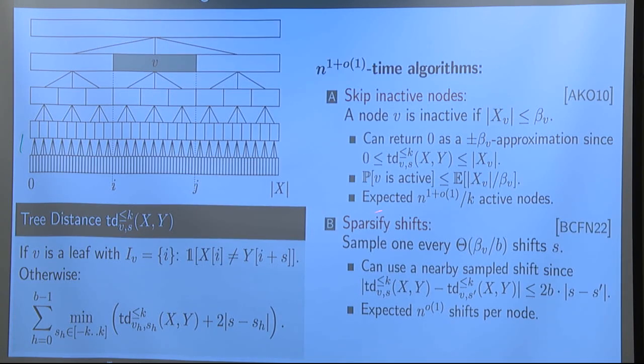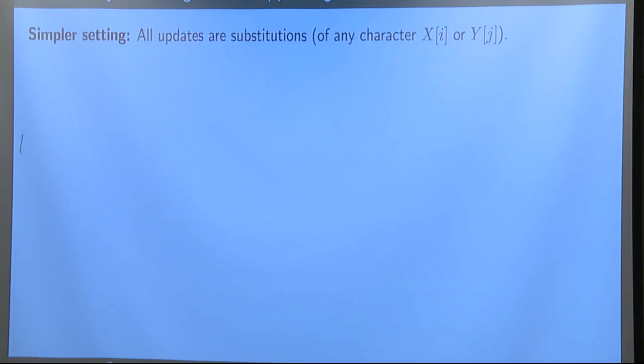So here we have n over k nodes, for each of them there are n over k active nodes, for each of them we have to consider k shifts, so it's near linear. And here we have n nodes, but for each we only consider sub-polynomially many shifts. If you apply both tricks, you don't gain anything actually in the static setting because these events are highly correlated. But in the dynamic setting, it will become very useful.